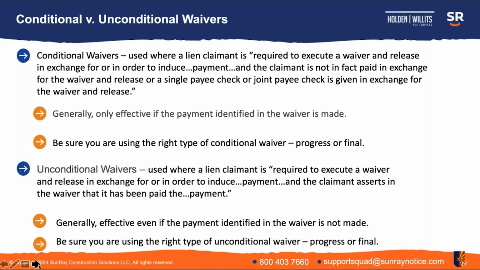So whereas with a conditional waiver, you're signing and saying, once I receive the payment, my lien rights will be released. With an unconditional waiver, you are saying, I've been paid this, and therefore my lien rights are released. Generally, unconditional waivers are effective even if the payment identified in the waiver is not made. And as you'll see in the statutory forms, there's specific language in those waivers that makes that clear. And when you're signing an unconditional waiver, again, be sure you're using the right type, whether it be progress or final, given the circumstances.